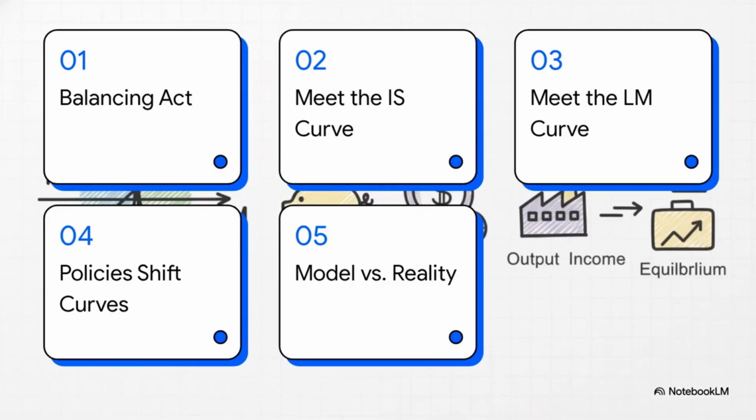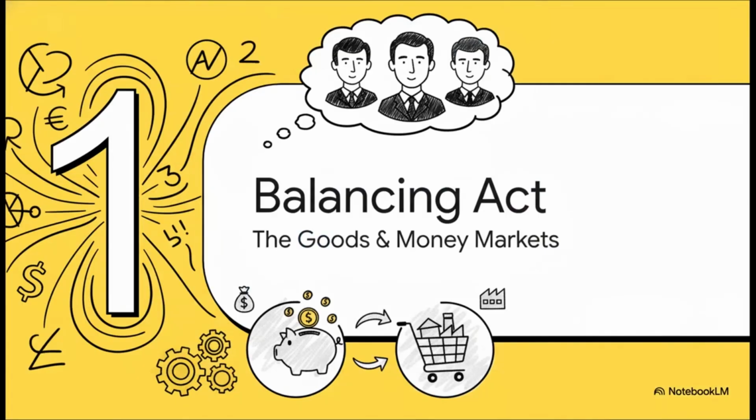Okay, so here's our game plan. First, we'll talk about the fundamental balancing act that's always happening in the economy. Then, we'll meet the two stars of the show, the IS curve and the LM curve. After that, we'll see what happens when governments and central banks start messing with things. And finally, we'll ask the big question. Is this model just a neat theory, or does it actually work in the real world? So let's get into it.